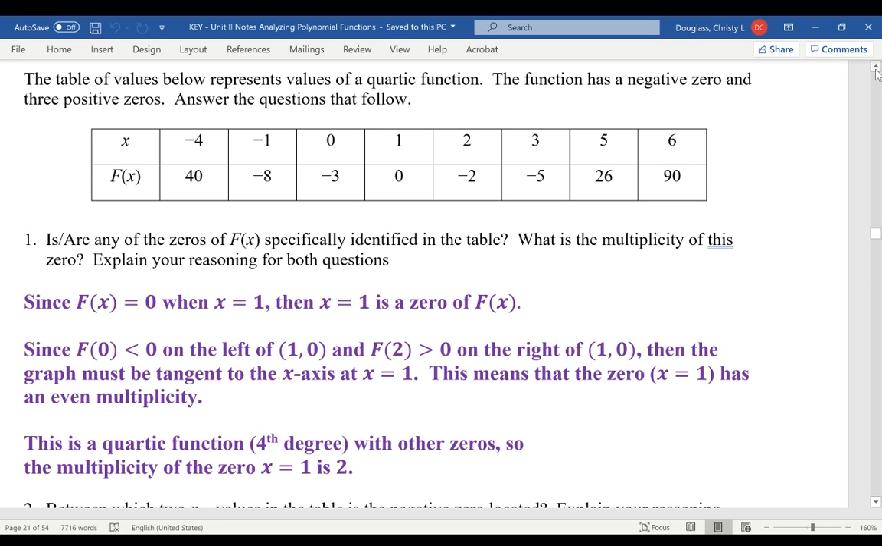Is or are there any of the zeros of f of x specifically identified in the table? And what is the multiplicity of this zero? Explain your reasoning for both questions.